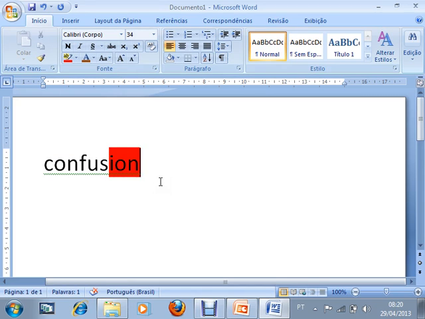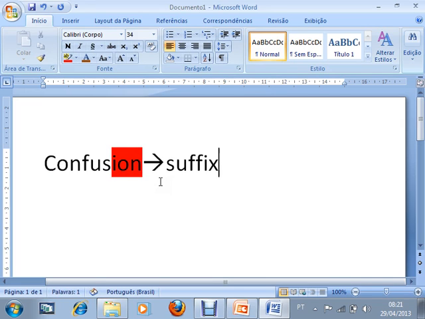What else? Interpretation, function. Oh, so this is probably a suffix. But then, the first part of the word, conf, reminds me of other words too. What other words can you think of when you take a look at conf?